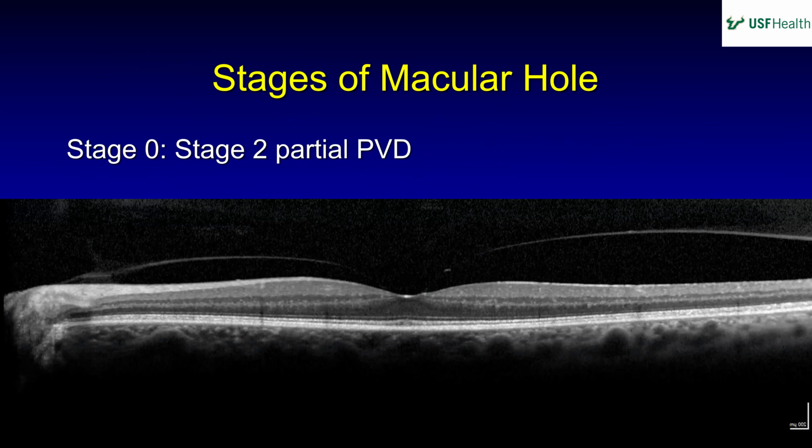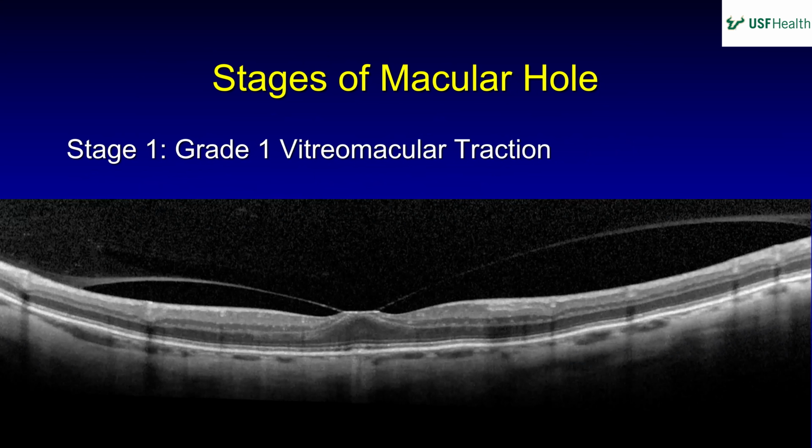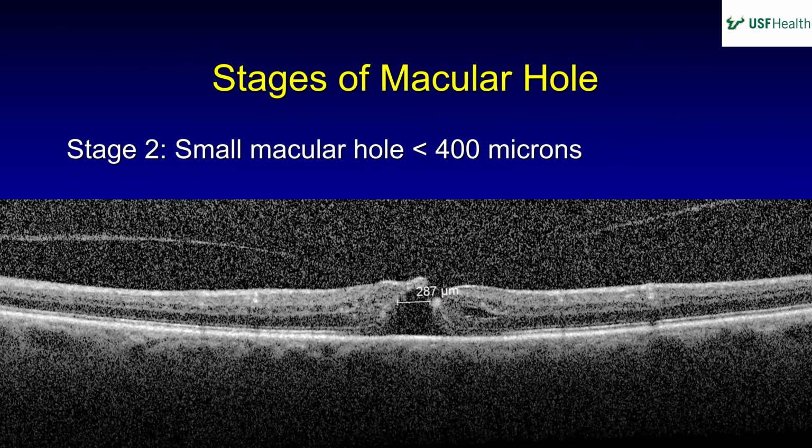So this is stage 0. Stage 0 is the same as the stage 2 PVD. The reason I show this is because if this is the fellow eye of a patient with a macular hole, there are some papers that show a 50% risk of getting a macular hole, which is pretty high. We don't preemptively operate on them, but you just have to watch them. Stage 1 is the same as grade 1 vitreomacular traction. There's a little bit of pulling, but there's not a hole there. Sometimes the back is pulled up.